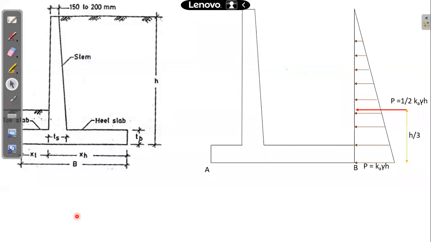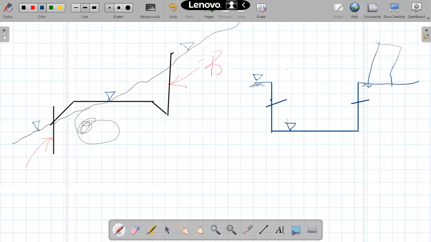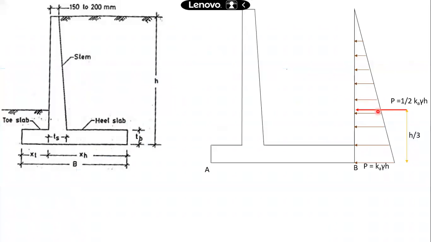Now, coming to the parts or the components of the retaining wall. One component I told you is the stem. Also the base slab. Now this base slab is divided in two parts: one is the toe portion, the other is the heel portion, the toe slab and the heel slab. The portion of the base slab which is projecting beyond the stem and is on the front side is called the toe slab.